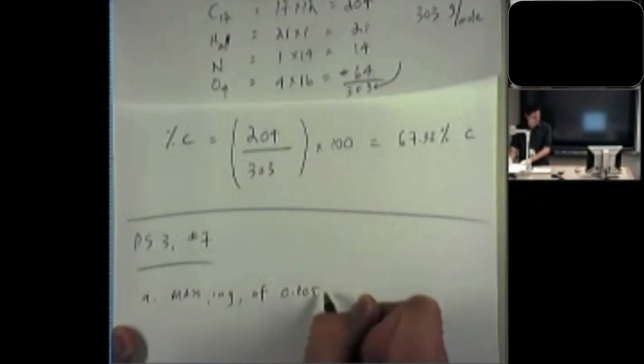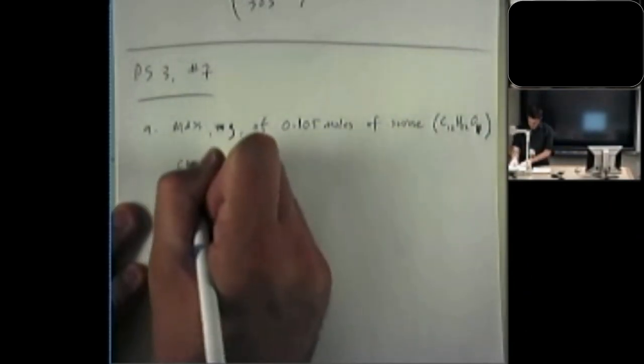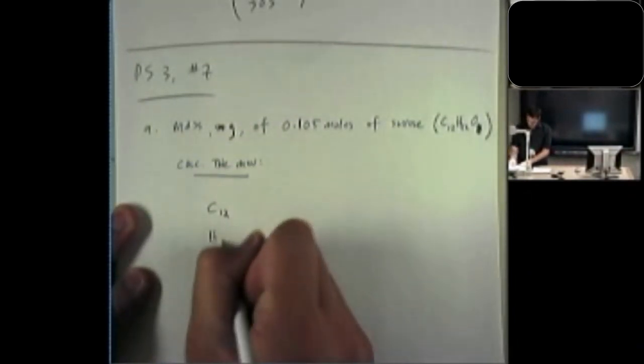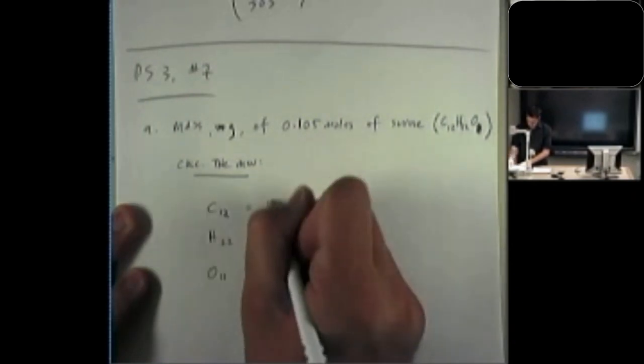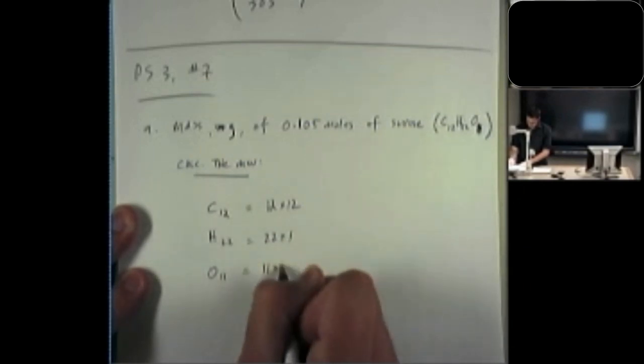For problem A, I'm asking, what is the mass in grams of 0.105 moles of sucrose? Sucrose's formula is C12H22O11. Here's the way we do that kind of problem. We first of all have to calculate the molecular weight. So I've got C12H22O11. This is 12 times 12. This is 22 times 1. And this is 11 times 16.